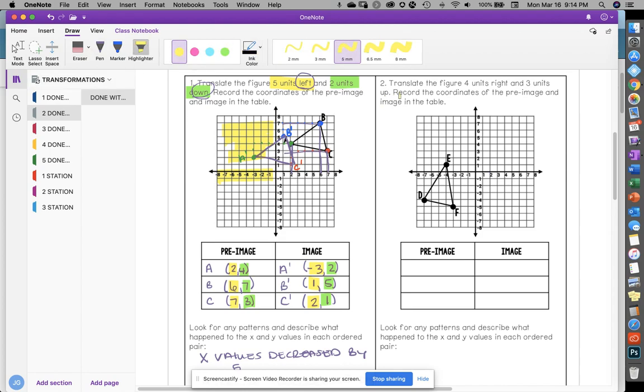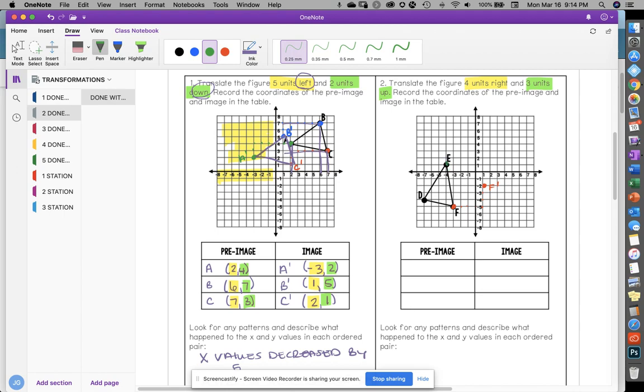Okay, so translate the figure 4 units right, 3 units up. All right. So we're going in a little different this time. Since I'm going to the right, I'm going to grab my farthest right dot. That's just where I like to start. Right here, it really doesn't matter where you start. And I'm going to move it 4 units to the right. 1, 2, 3, 4. And then 3 units up. 1, 2, 3. So my F prime will be right there.